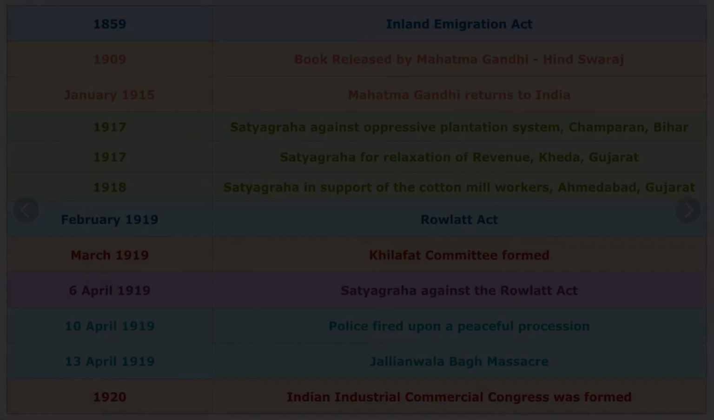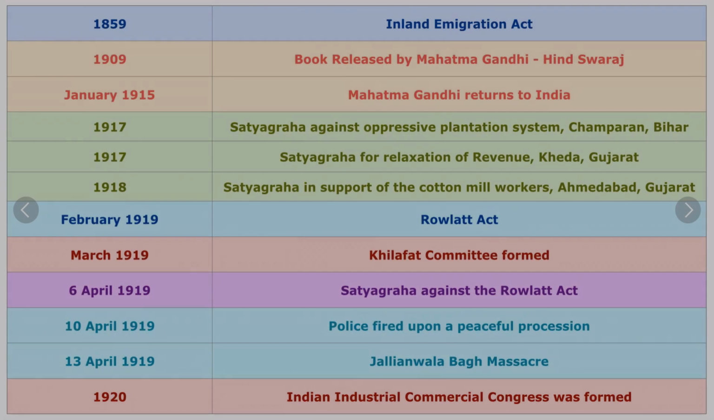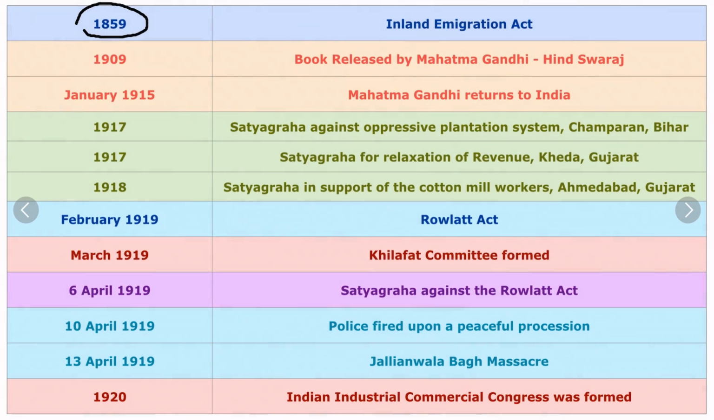chapter. The timeline contains almost all the important dates in the chapter and has been brought to you after a lot of homework. Also, the dates have been color coded to a certain extent to make it easier for you. Let us begin with 1859 Inland Emigration Act. Under this act, plantation workers were not allowed to leave the tea gardens without permission. However, they were rarely given such permission.